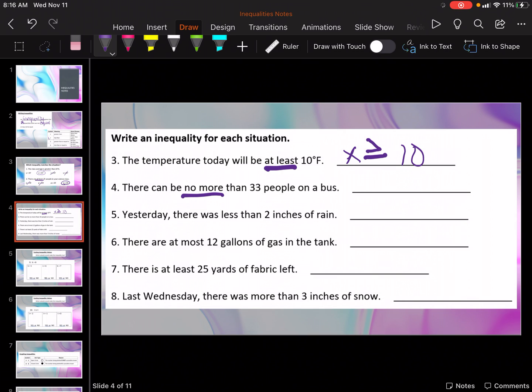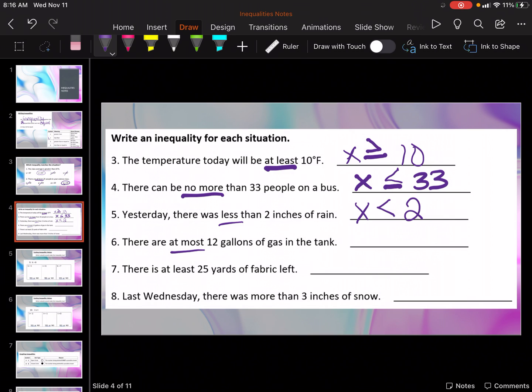There can be no more than 33. So we're going to have X, we're going to have 33, no more than, meaning 33 is the biggest number it could be, but it could be 33. So X is going to be less than or equal to 33. Yesterday there was less than 2 inches. That one's easy. That's just going to be the less than symbol. X is less than 2, meaning it could be 1, it could be 2. Sorry, it can't be 2. It could be 1.5, but not 2.